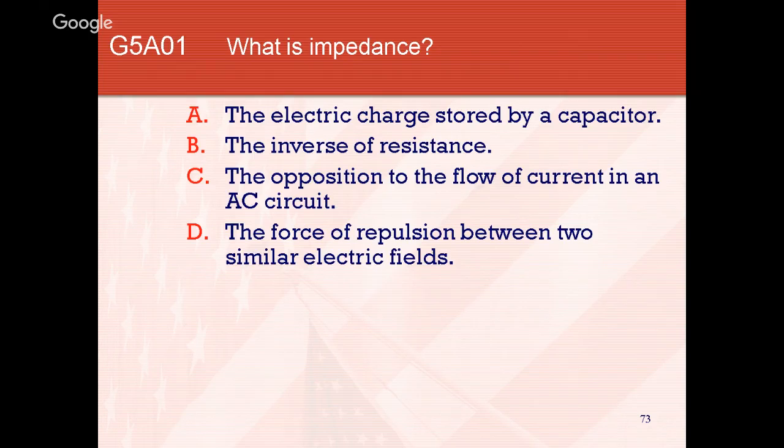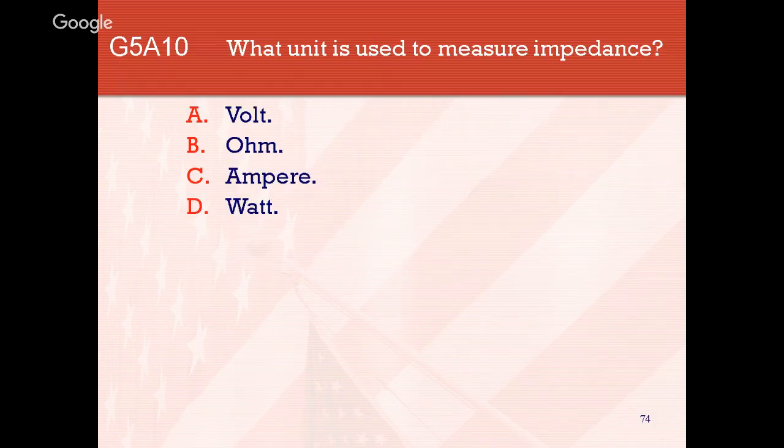What is impedance? When you look at these answers here, there's only one logical answer that you can come up with. Again, the impedance is an opposition to something. So it happens to be the opposition to the flow of current in an AC circuit. That's what your impedance is. So what unit is used to measure impedance? Again, just like reactance, just like resistance, you're using ohm.